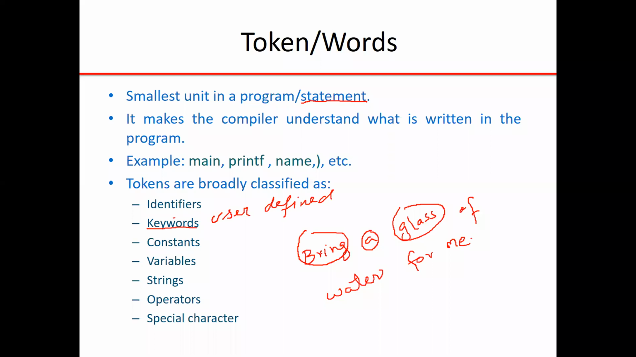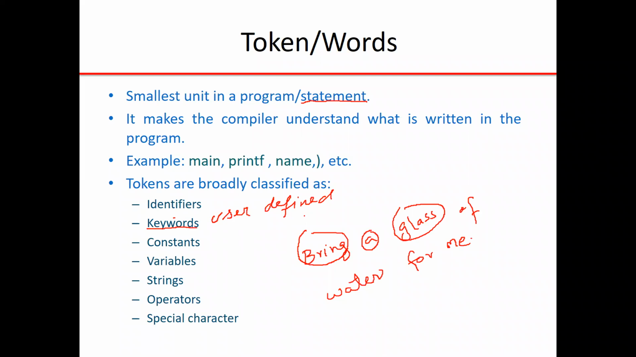Suppose this is: bring, glass, me. These are the reserved words in an English dictionary. Those words which are available in the English dictionary, we can call reserved words. They have a specialized meaning. But if you are using special words like bring a glass of water for Ahmed, Ahmed will not be found in the dictionary because it is a noun, a common noun. It may be a noun of a person or a noun of an object. So these words are called user-defined words.